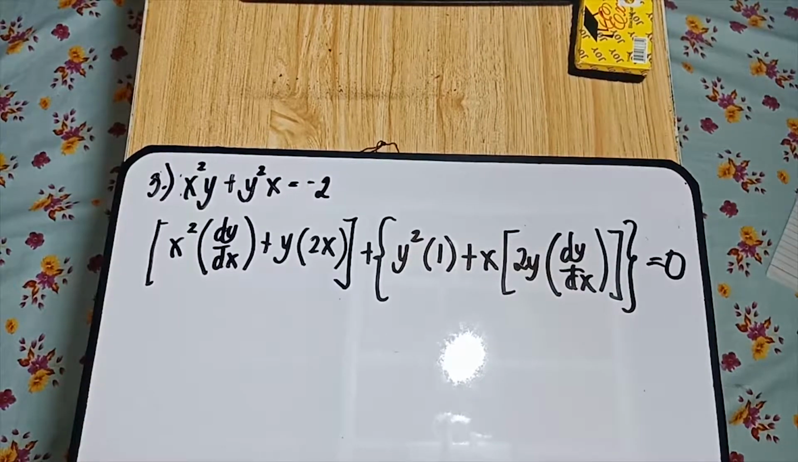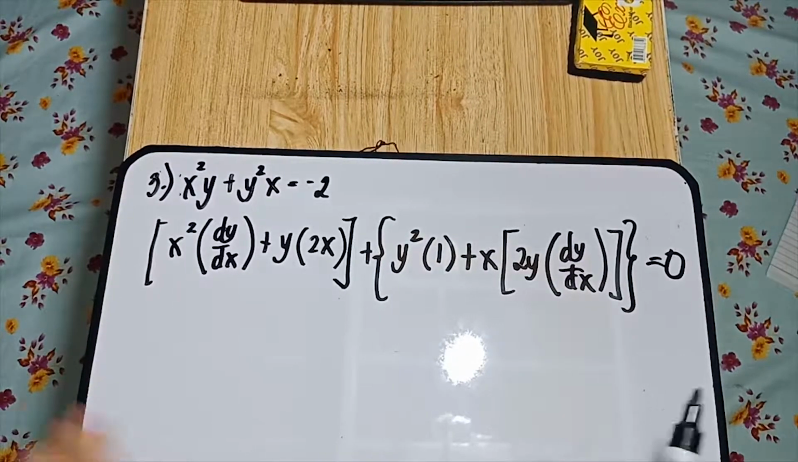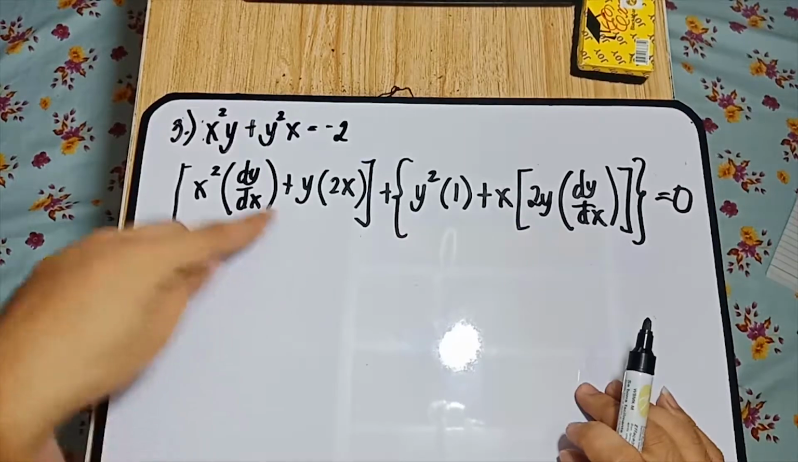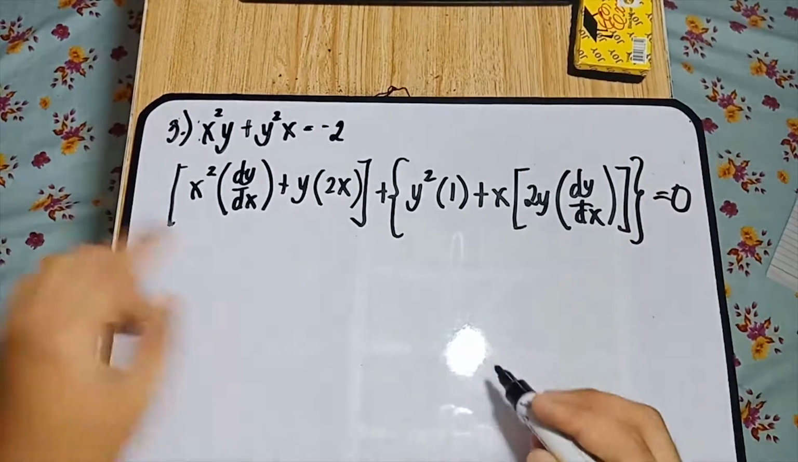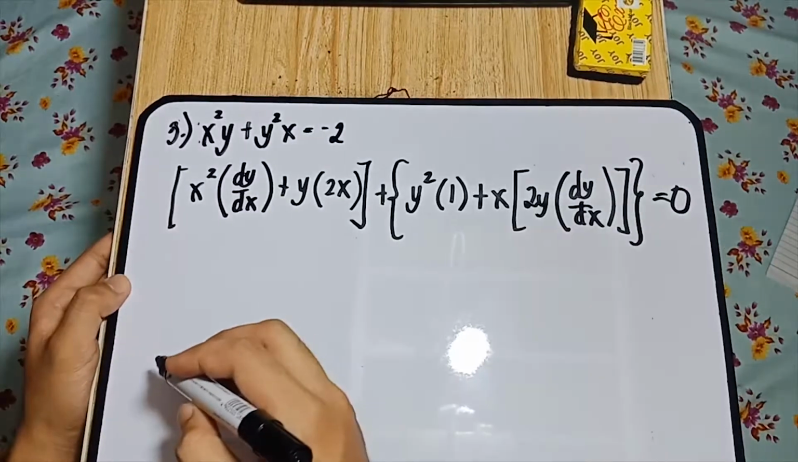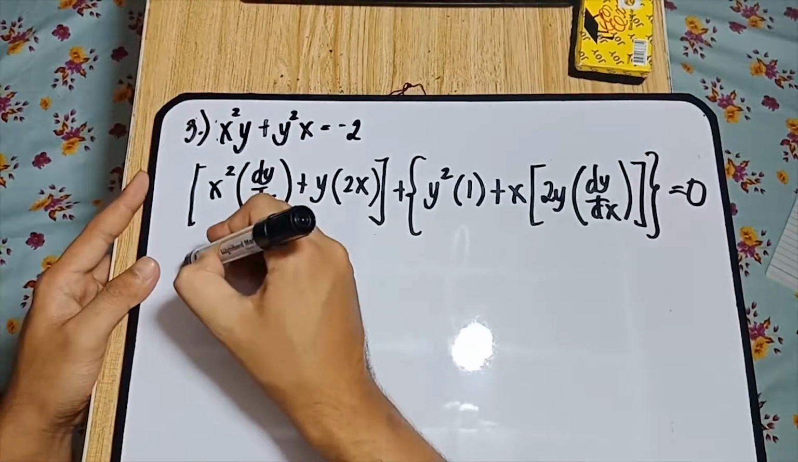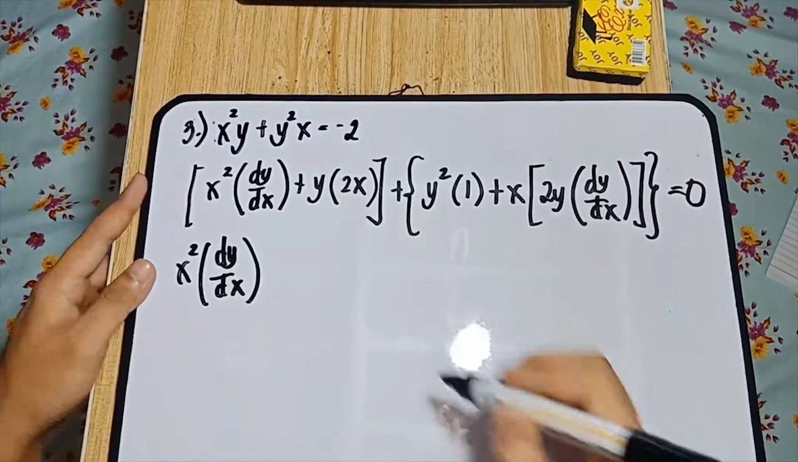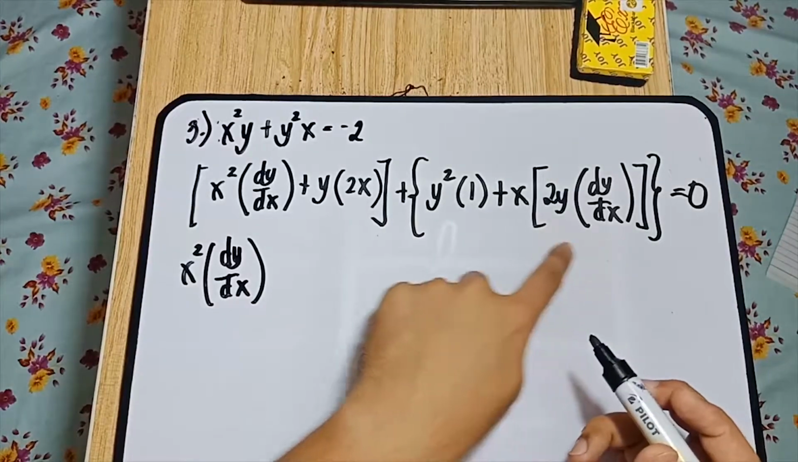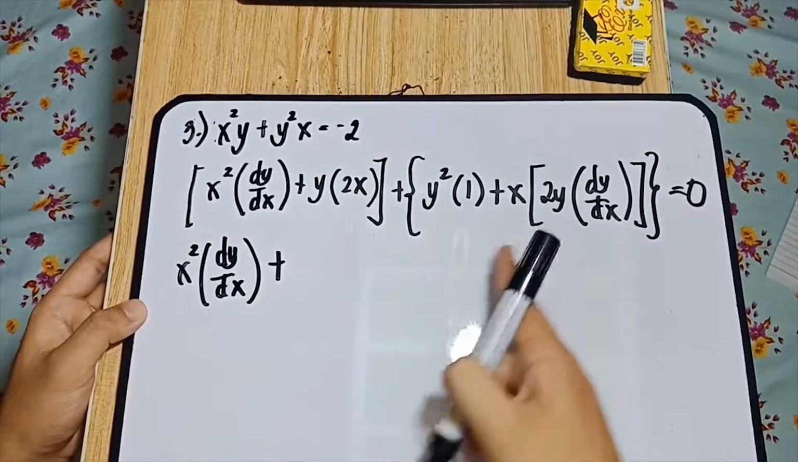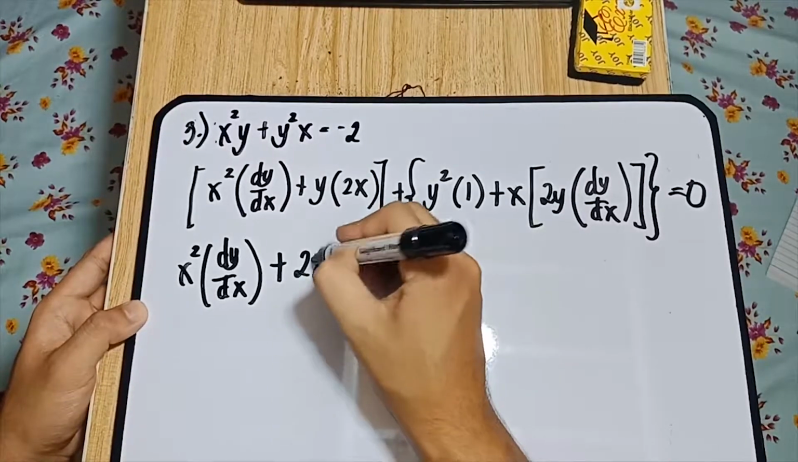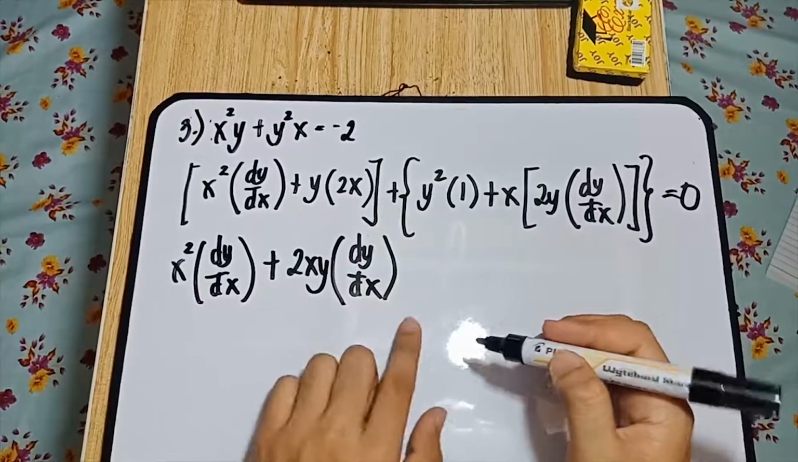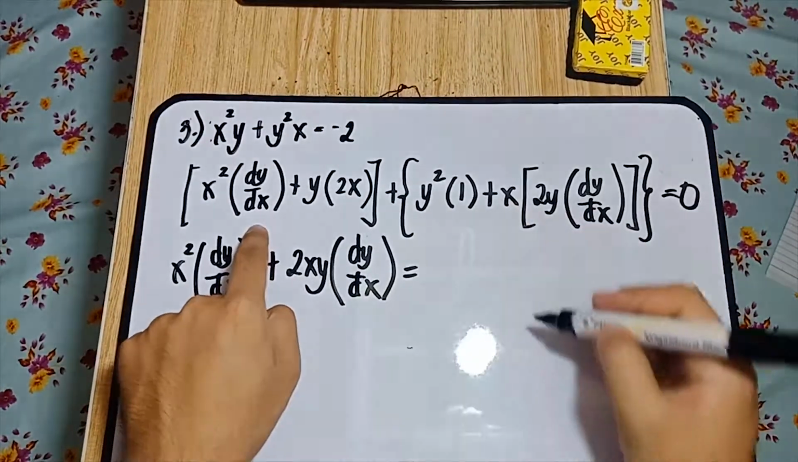Okay? Ngayon again, next step, pagsamasamahin yung may dy over dx sa kaliwa at yung wala naman doon sa kanan. So, ano ba? Ito yung x squared. Pagsamasamahin lang natin x squared multiplied by dy over dx. Ano pa? Ito pa. Plus, that is x multiplied by 2y. So, 2xy dy over dx. Dalawa lang. Then, lipat ko yung wala doon sa kabila.